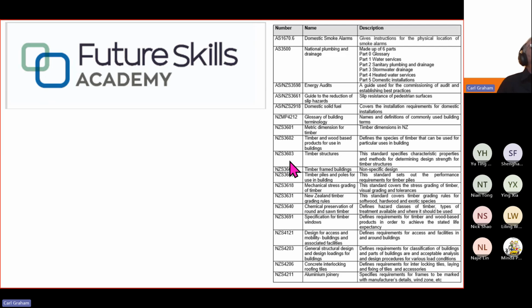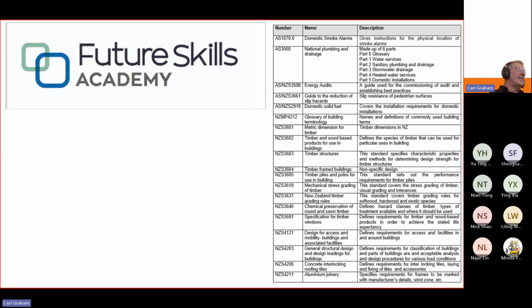But really, I'm not going to go to NZS 3618 to understand the concept of mechanical stress grading on timber, all right? So when you're seeing timber, all you see is a word SG8, SG6, and SG10. So where that comes from is that standard 3618. If you want to get deep and you want to learn all about it, that's where you go.